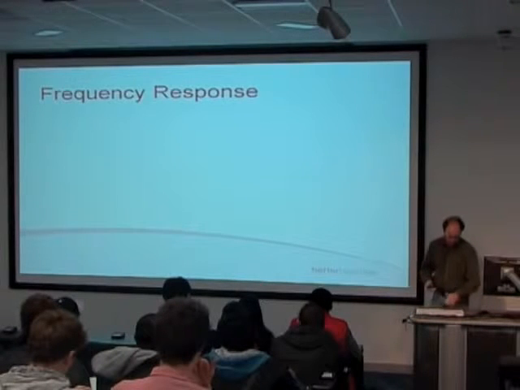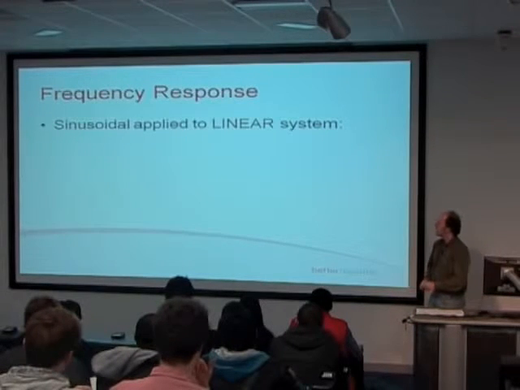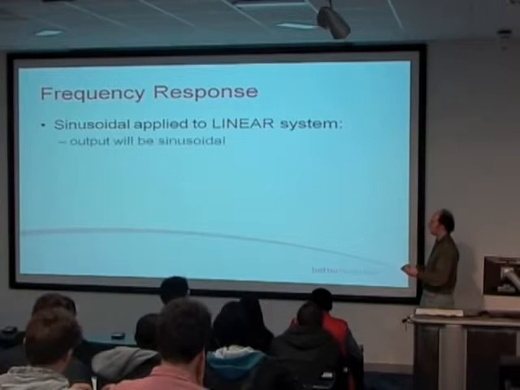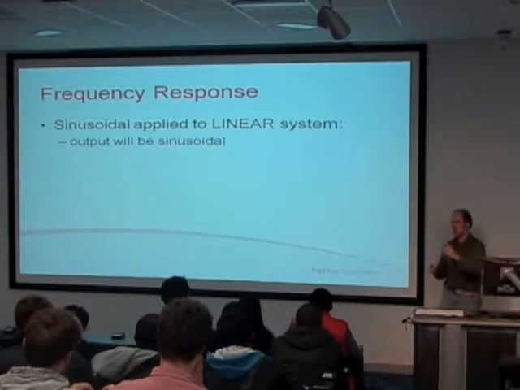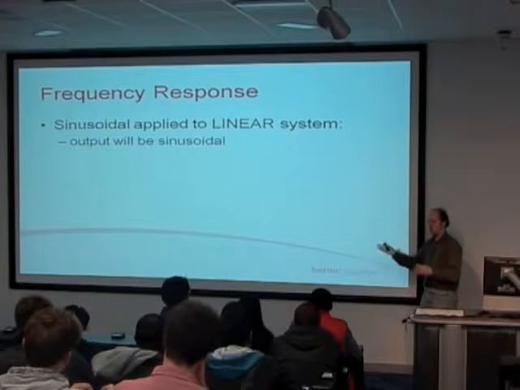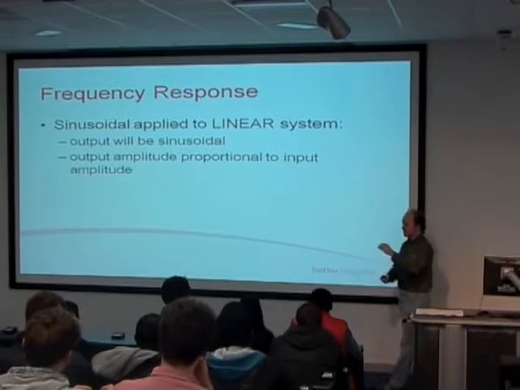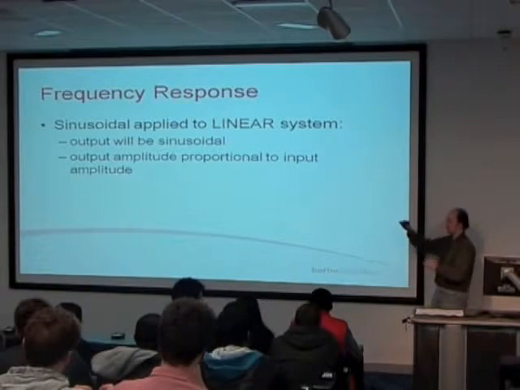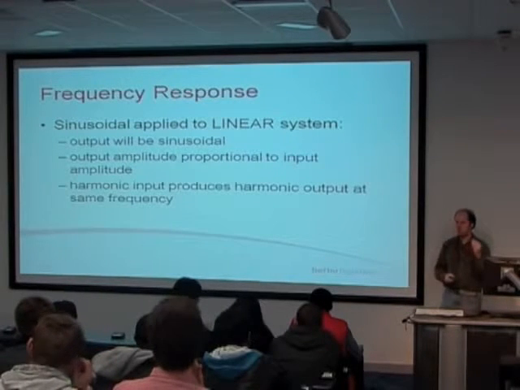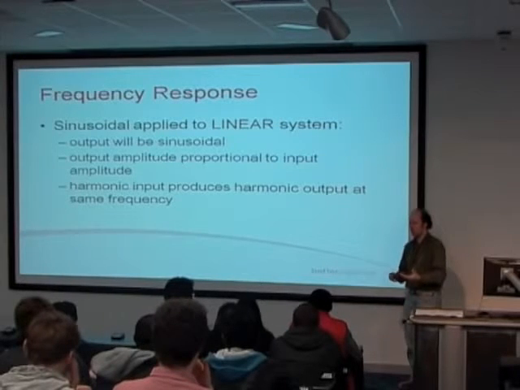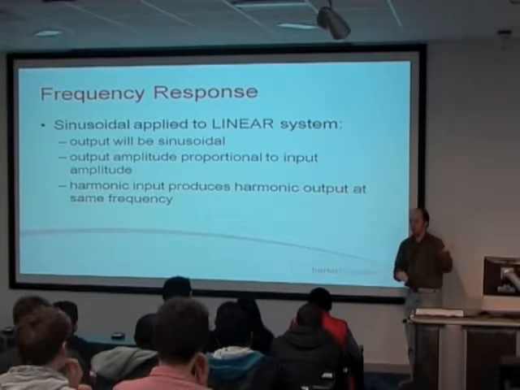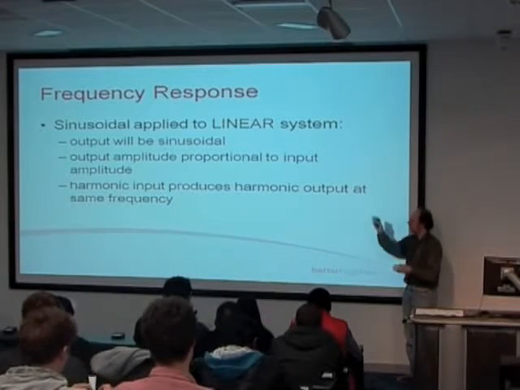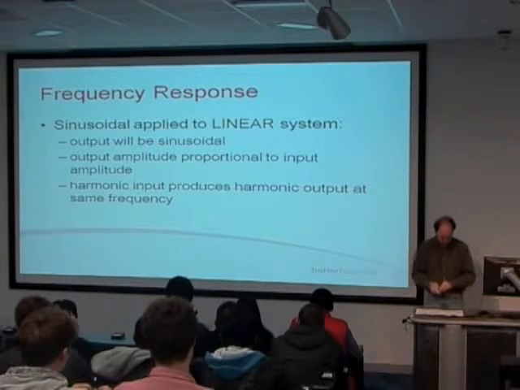And so, you apply the sinusoid to any linear system, and there are a few things that will happen. Firstly, your output will be sinusoidal. The amplitude of the output sinusoid will be proportional to the input amplitude. If you double the input amplitude, you double the output amplitude. And if you enter the sinusoid with a specific harmonic frequency, say 10 hertz, the output frequency will be the same, 10 hertz. So there are a few things that we know about linear systems.